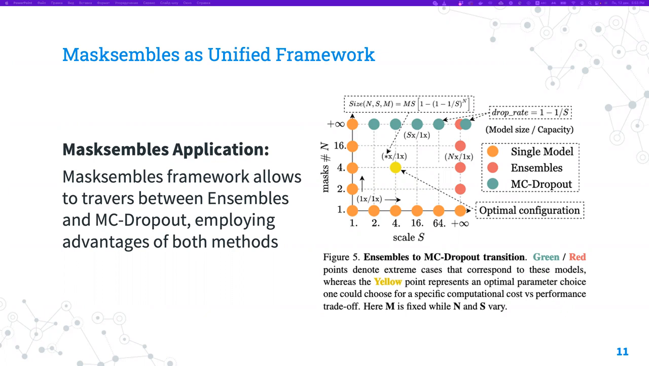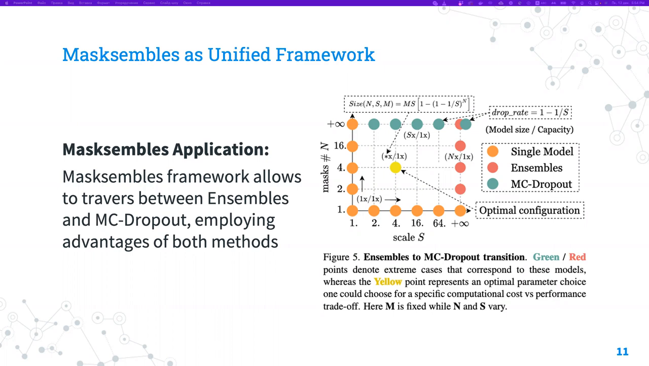And the thing is that when we fix any point on each of these axes, we actually get a single model method, which I mentioned before. If we have only one mask and we fix some scale value, then we still have only one model. When we have 100% correlation, it doesn't matter how many masks you're taking, it's still the same model. So the orange dots represent single models. When the scale parameter goes to infinity, we are generating non-overlapping masks, which means we actually have ensembles. And when you fix any number for the scale parameter and go to an infinite number of masks, we go to the MC Dropout approach with different dropout rates.